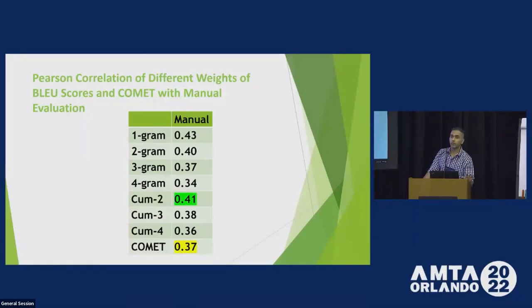And we would like to see in our data the collocational information patterns of that. So we excluded 1-gram and decided to go with BLEU-2. It's also worth noting here that the COMET score's correlation with the manual evaluation is not as good as BLEU-2. So BLEU-2 still correlates better with the manual evaluation.